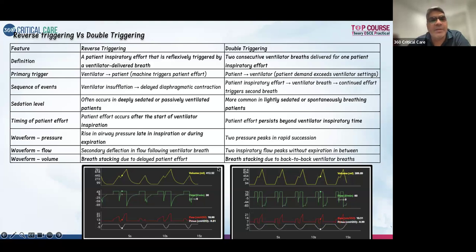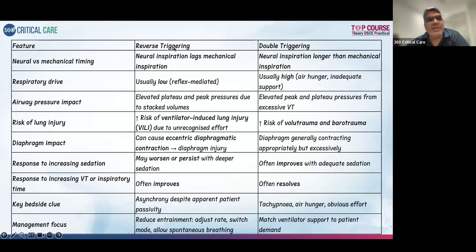Okay. Further, in reverse triggering, as I said, the neural time and the patient set time or the ventilated time. In reverse triggering, the neural inspiration lags the mechanical inspiration. The neural inspiration is shorter, but the mechanical inspiration still goes on. Other way around for double triggering: here the neural inspiration is longer, the demand is longer compared to what the ventilator is providing. Respiratory drive is usually low, it is a reflex mediated phenomenon, and the patient is usually heavily sedated in this case. But in double triggering, the patient will have air hunger, inadequate support, and will be restless.